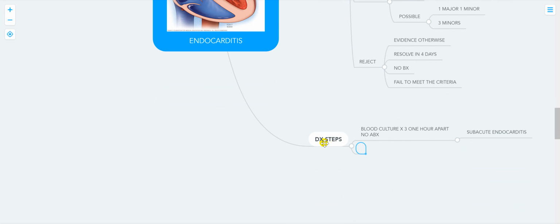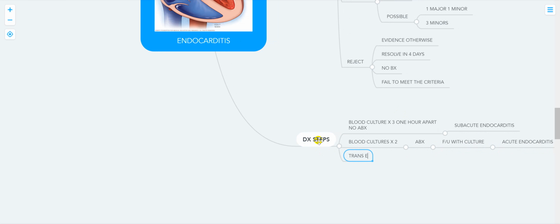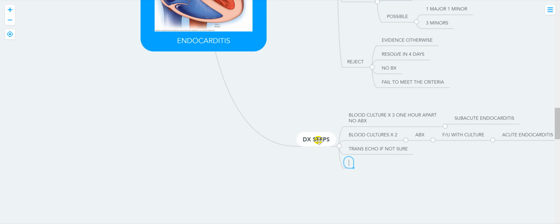If it's an acute endocarditis, then you do blood culture twice. You do 1 now, and then you give antibiotics, and then you follow up with culture daily. This is acute endocarditis. You do transthoracic echo if not sure, and then you do transesophageal echo if you are sure, just to confirm the diagnosis of endocarditis.